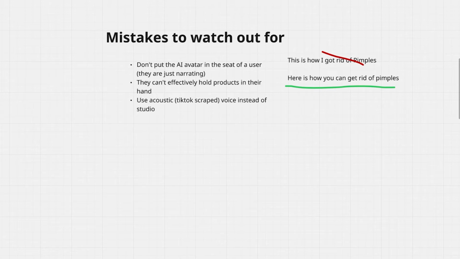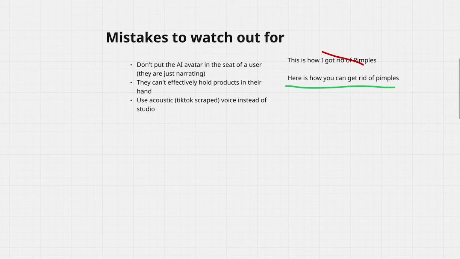Another thing is, they still can't effectively hold products in their hands in a way where it seems like they have them with them at home. So don't try to do that. You're going to waste a lot of time for no reason. You've probably seen these videos online where they do that, and they don't look that good. And whoever tells you that it's possible to do is probably trying to get you to buy their software or a course. And the last thing is, use acoustic TikTok scraped voices instead of studio generated AI voices. I'm going to show you later how to do that.